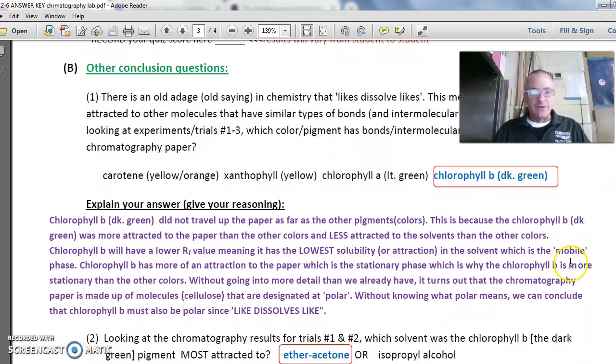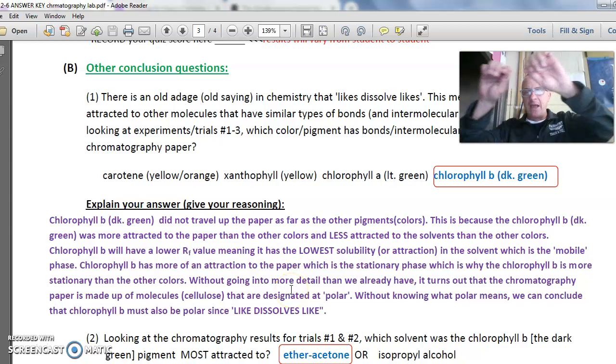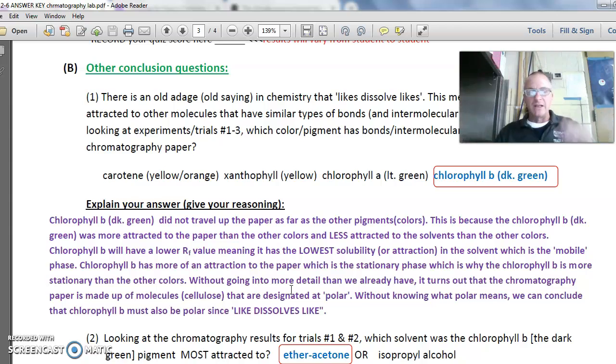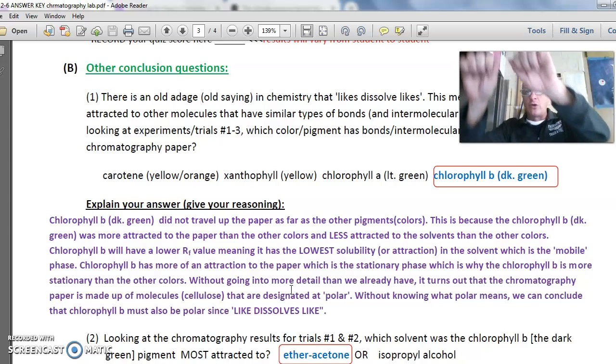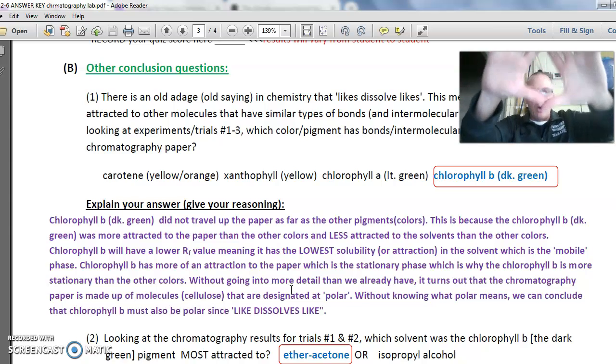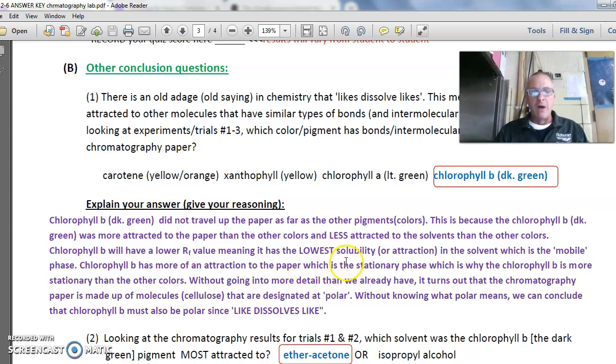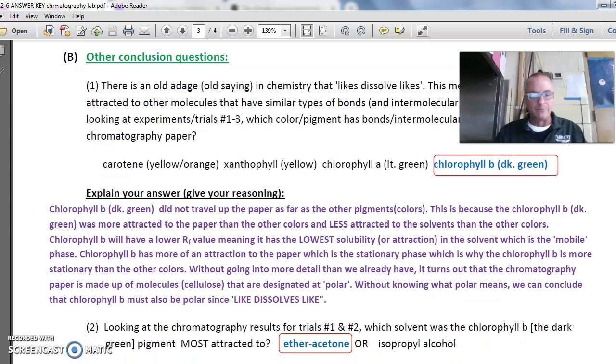It turns out that paper tends to have polar bonds. So in other words, in paper, the molecules that make up that paper are not sharing the electrons equally. So there are little pulls on the different atoms on the molecules of the paper. And those pulls on those molecules are able to pull on the pulls of a molecule. So the molecule that has polar type bonds must be the dark green, the chlorophyll B.